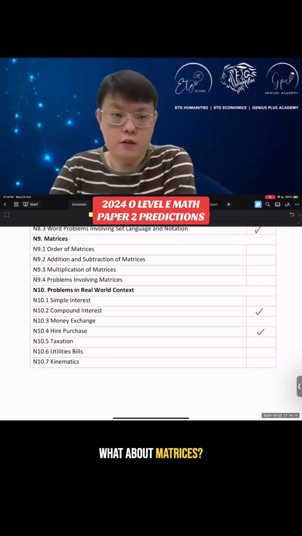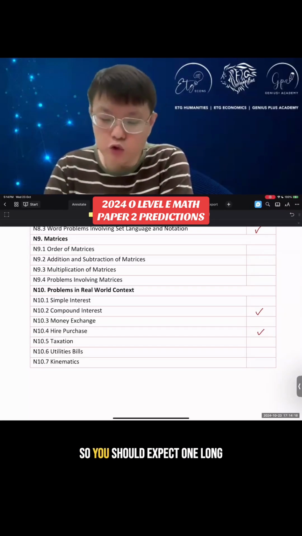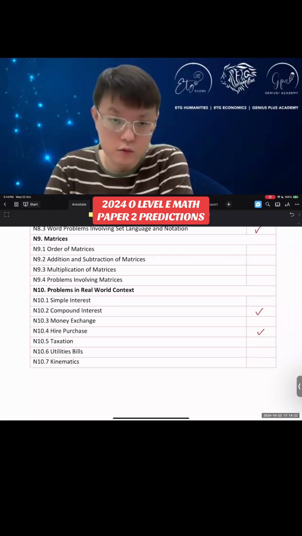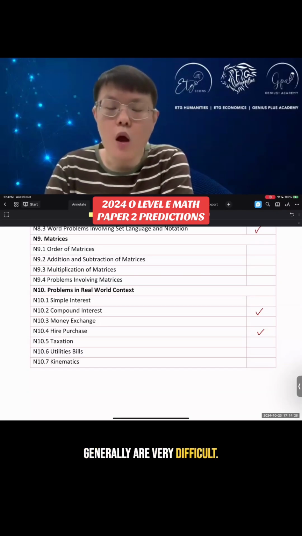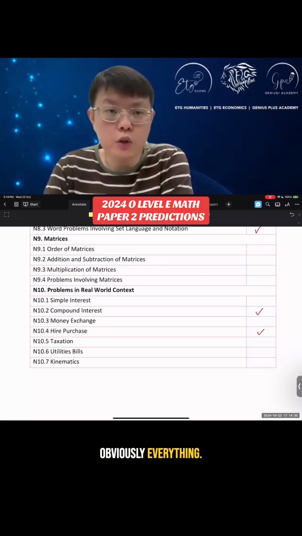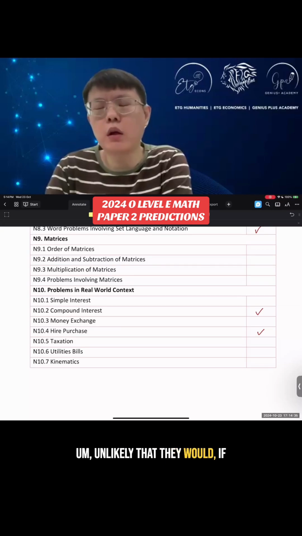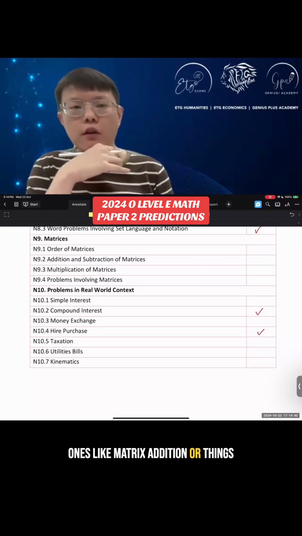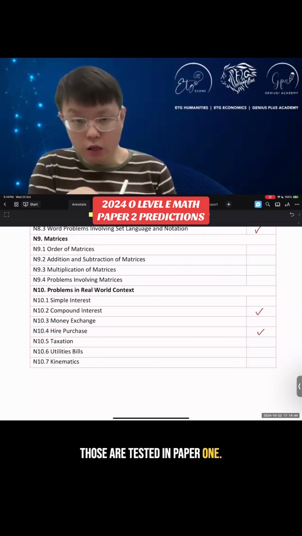What about matrices? Obviously, it will come out because there is nothing on matrices. So you should expect one long answer question on matrices, maybe for like 8 to 10 marks. You should be happy. I don't think matrix questions generally are very difficult. You will need to know, obviously, everything. Unlikely that they would, if they wanted to test the more basic ones like matrix addition or things like matrix squared, normally those are tested in paper 1.